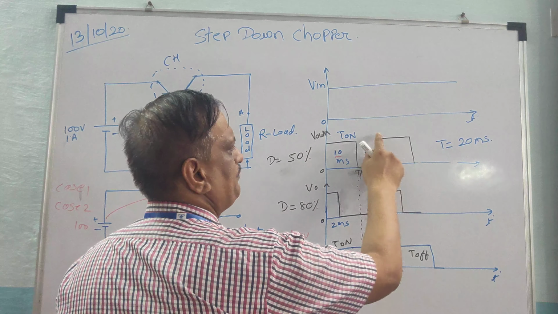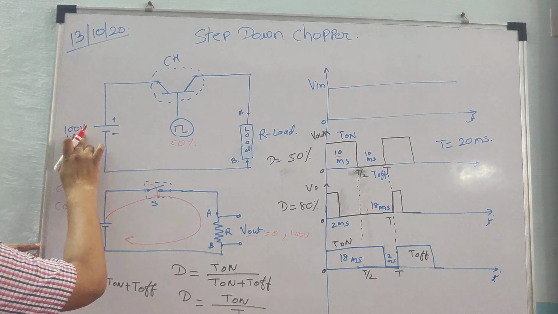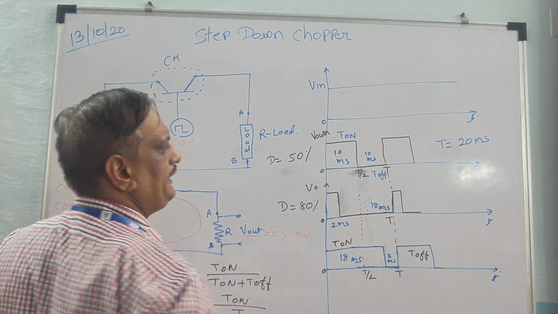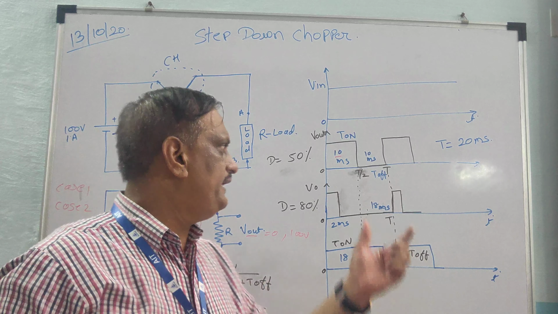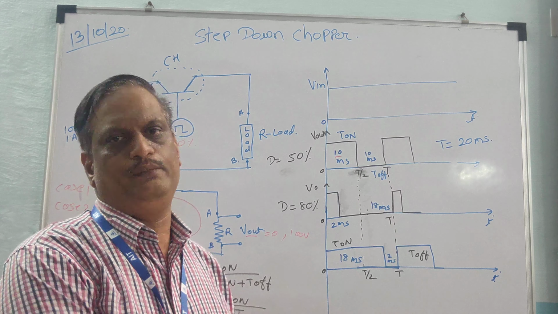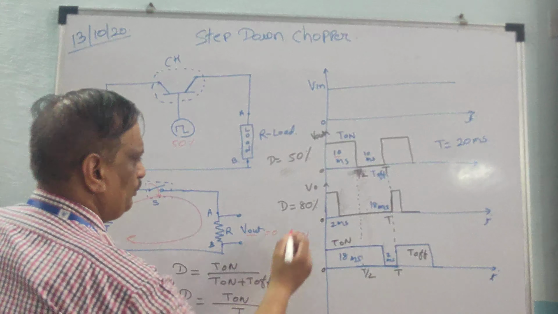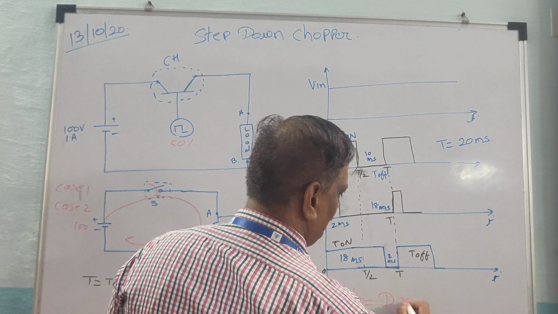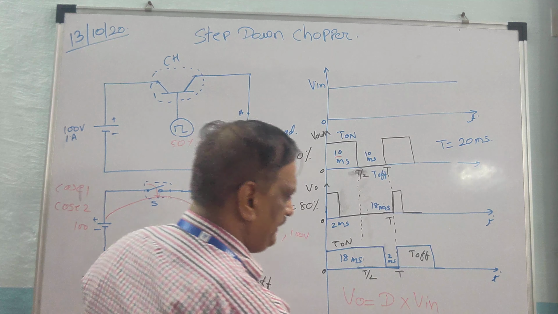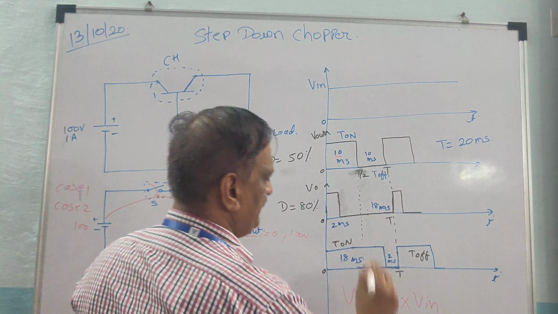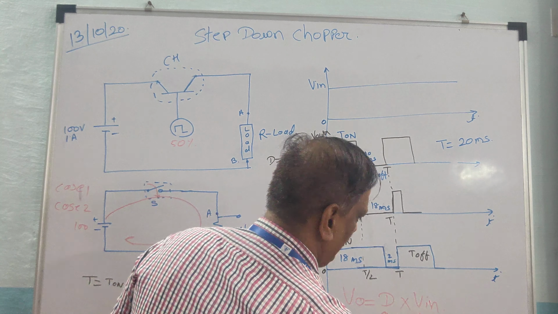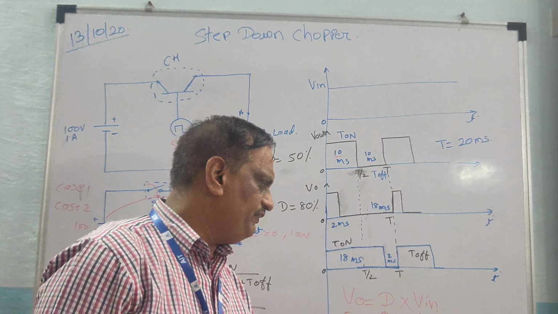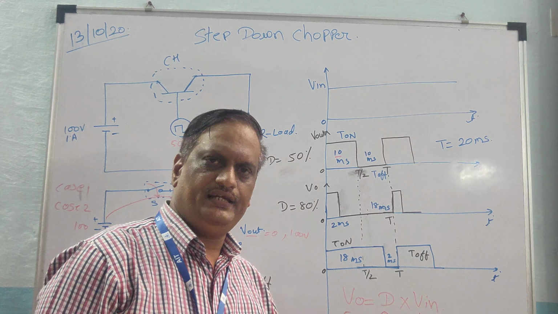The output I am getting is equal to 100 volt for this interval of 10 millisecond, and 0 volt for the remaining 10 millisecond. It means the output in this case is 50% of my input, because of the duty cycle formula: the output voltage is equal to duty cycle multiplied by the input voltage. Here the duty cycle is 50%, so it is 0.5 multiplied by 100, which is equal to 50 volt. So the output voltage is 50 volt because my duty cycle is 50% in this case.